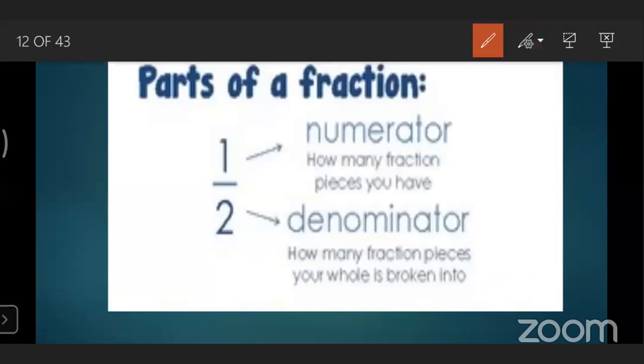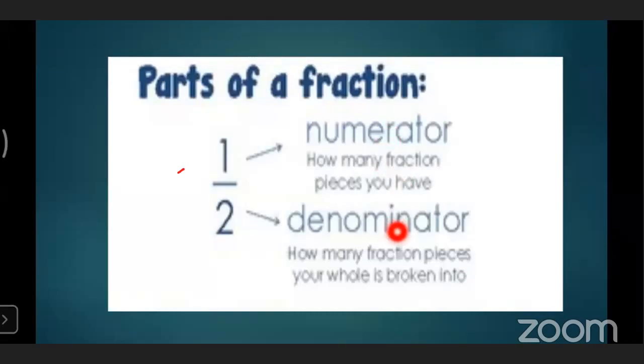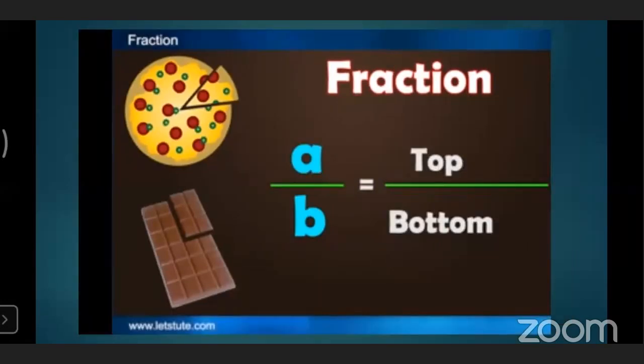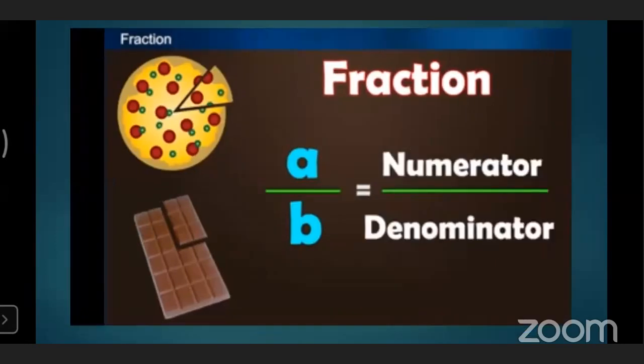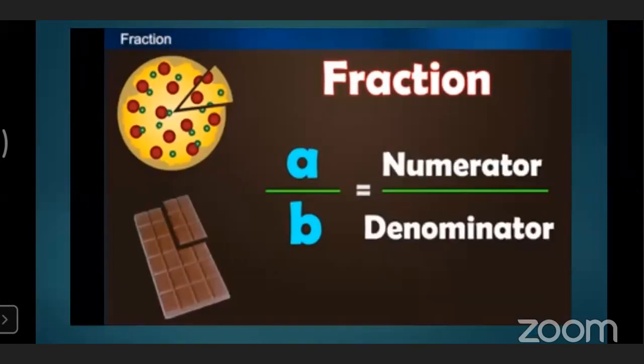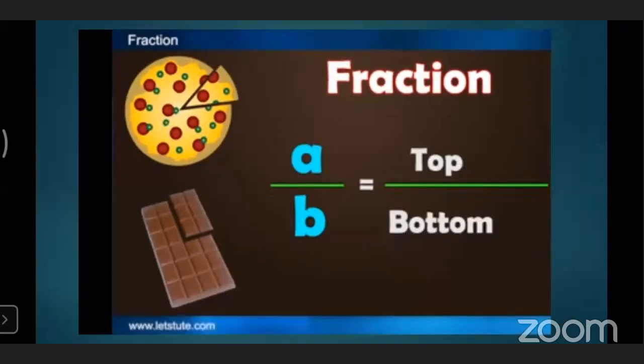So a fraction has two parts. One is a numerator and second is a denominator. Now see, fraction, numerator and denominator. Okay, a fraction has two parts, numerator and denominator. Now numerator is at the top, right? As you see, numerator is at the top and at the bottom it's denominator. Yes, numerator is at the top and denominator is at the bottom.